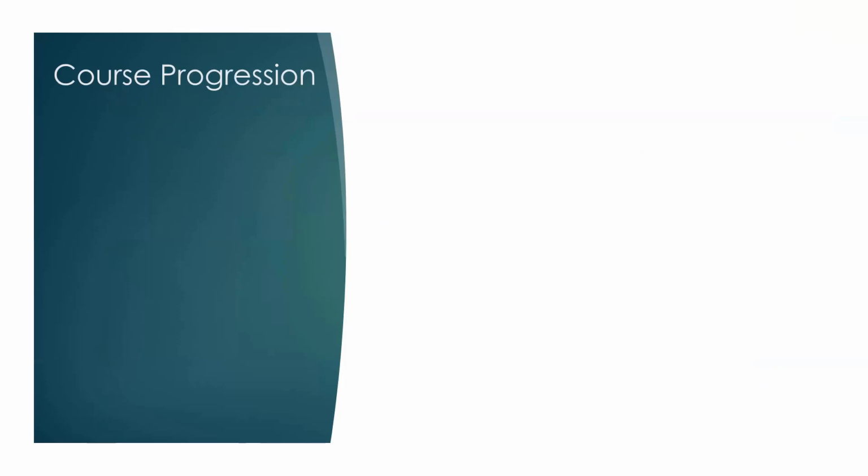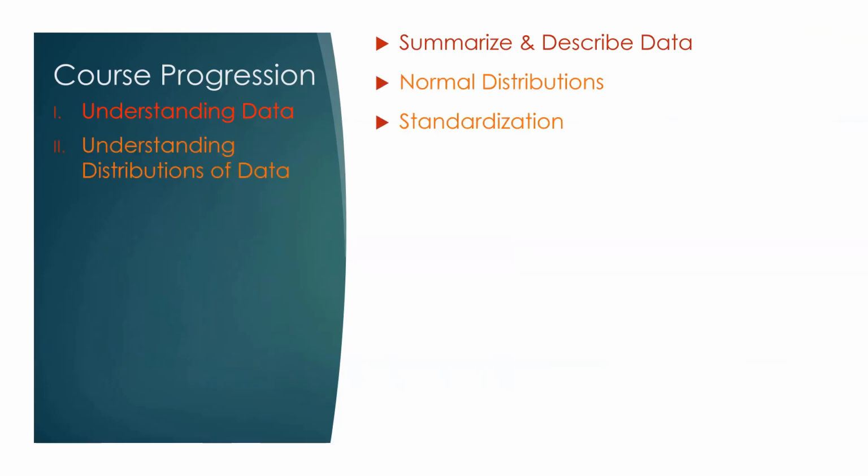So now I want to give you a little overview of the progression of this course. So if we got those basics out of the way, here's kind of what you can look forward to across the next 8 weeks. So our first section is going to be just summarizing and describing data. This is the section of understanding data. That's going to be your next lesson for this week. Then after that, we're going to get into understanding distributions of data. And that's where we're going to look at things called normal distributions and standardization.